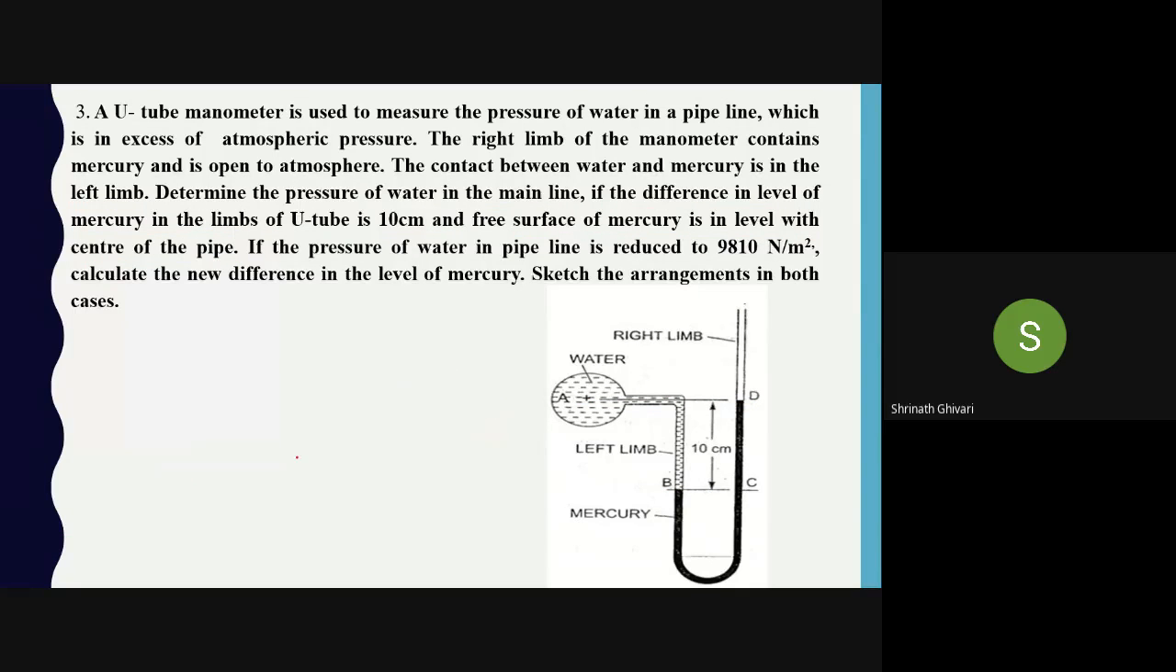Now, the next question is that if the pressure of water in a pipeline is reduced to 9810 Newton per meter square, calculate the new difference in level of mercury. Okay. What happened?